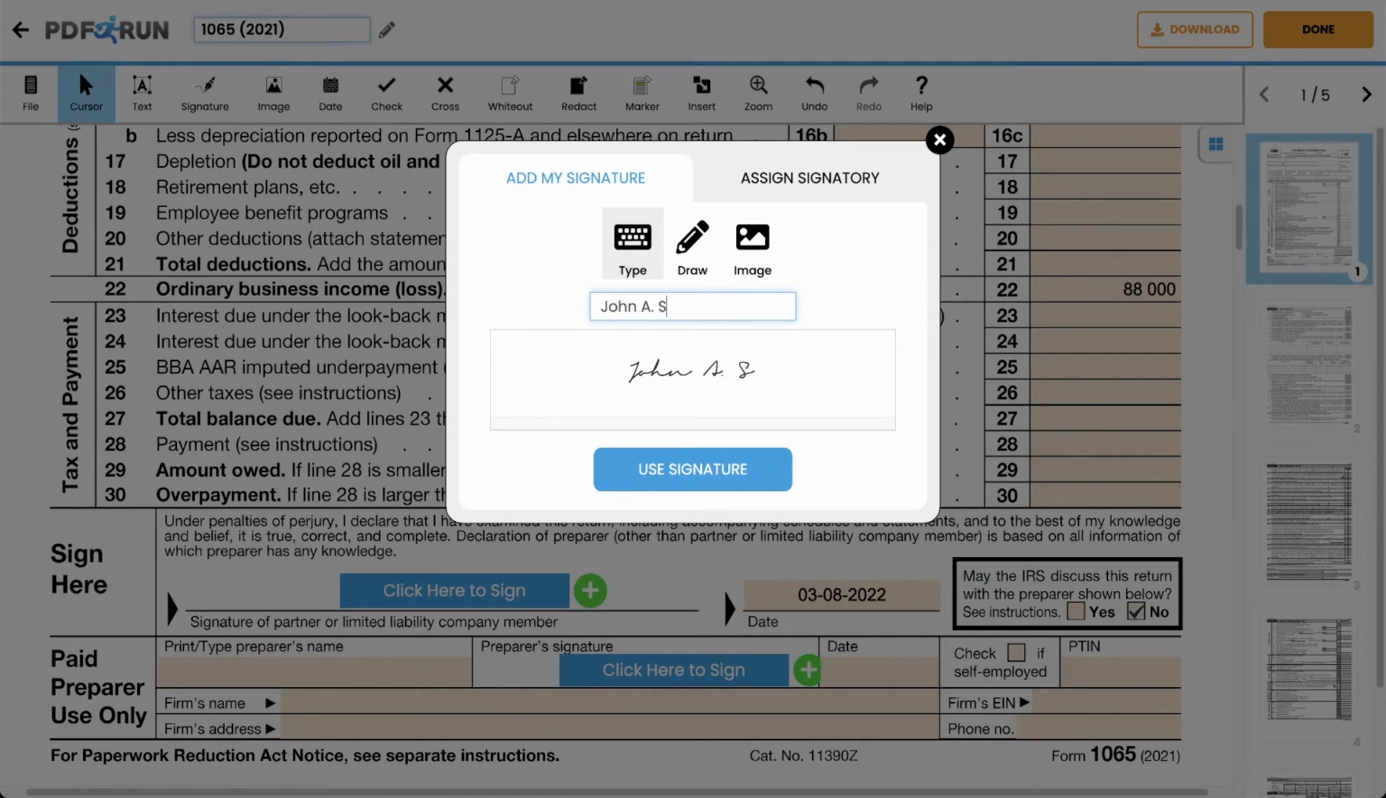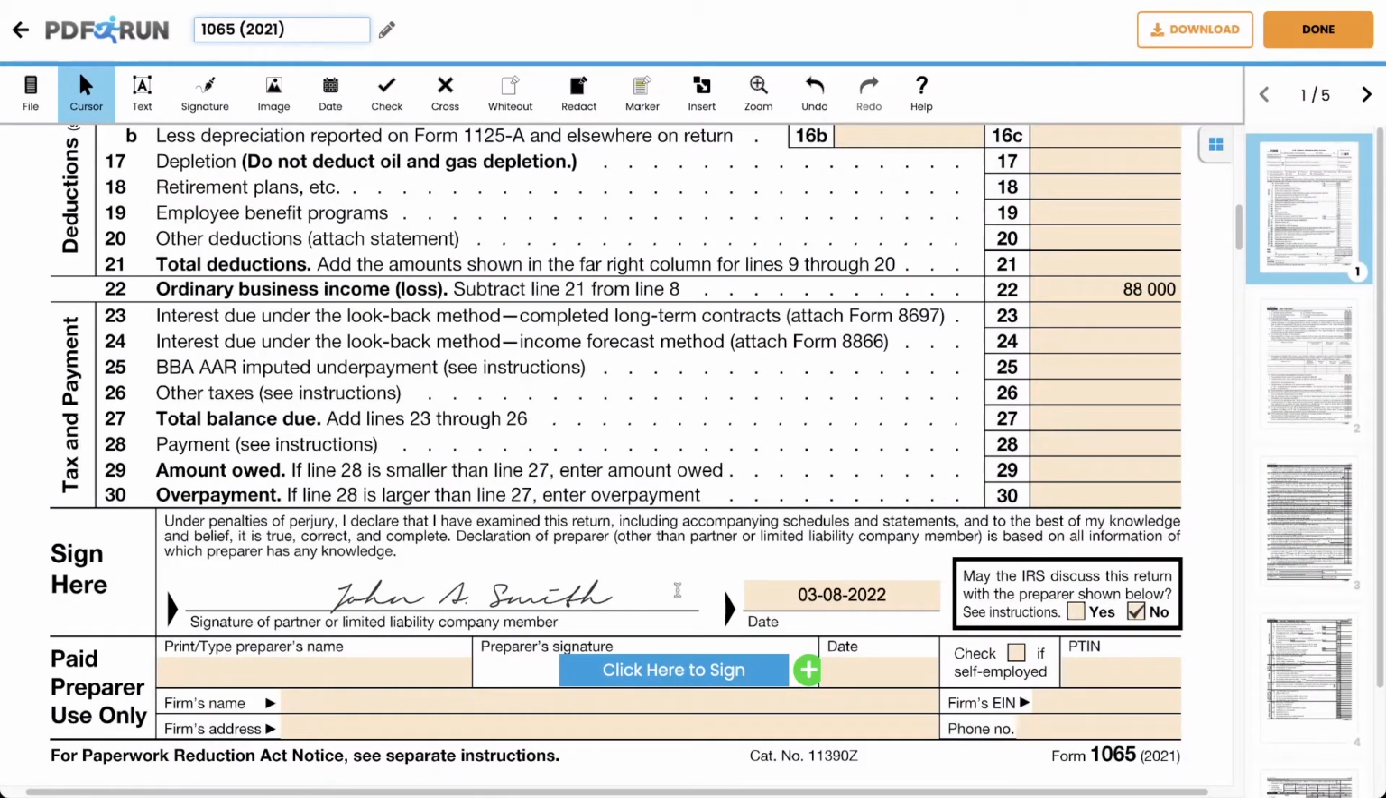Signature. Have the partner or limited liability company member of the partnership that this form is being filed for sign in the space provided and enter the date the form was signed. Check yes if you wish to allow the IRS to discuss this form with the preparer shown below. Otherwise, check no. Paid preparer use only.